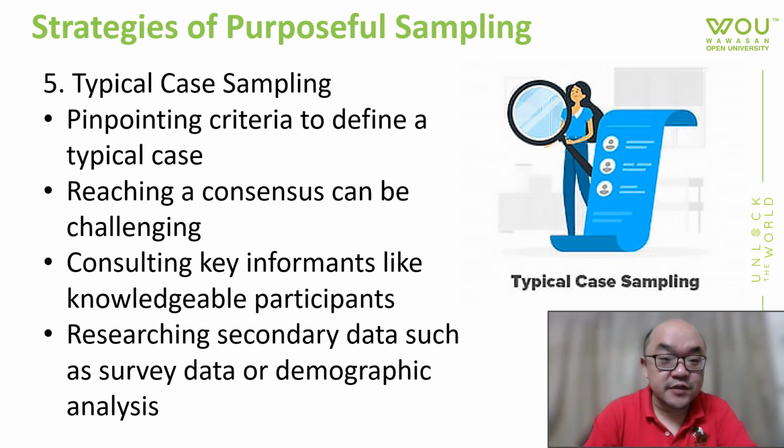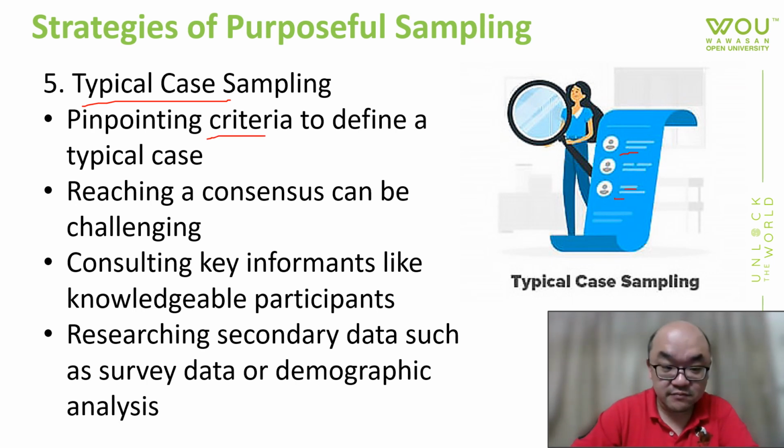The fifth strategy is called typical case sampling. Typical case sampling means that you are looking for a typical case. What defines a typical case is that you must have a list of criteria that actually define what is a typical case. Now, for this particular one, reaching a consensus will be a challenge, even within the same group of researchers or between researchers.